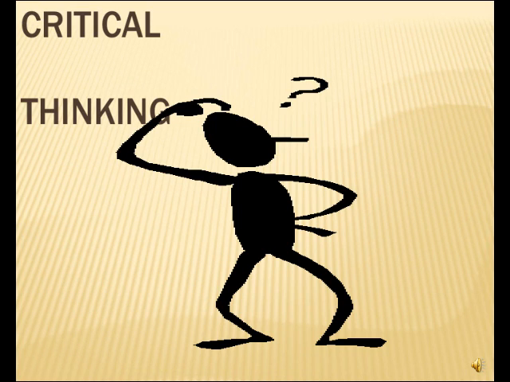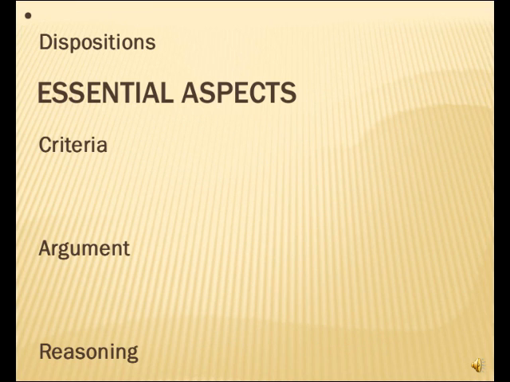Critical thinking. Now, what exactly is critical thinking? According to Bullen, critical thinking is defined as thinking that is reasonable and reflective and focused on what to believe or do. There are several essential aspects when you are discussing critical thinking, and they include dispositions, criteria, argument, reasoning, point of view, and procedures for applying that criteria. And I'm going to briefly give you some pointers about these different areas.